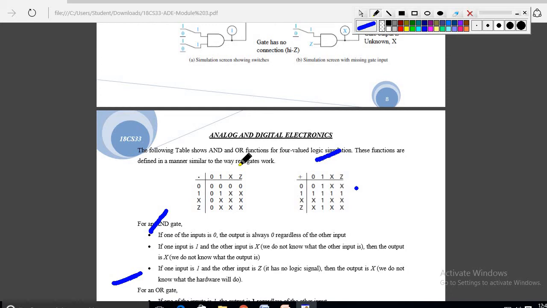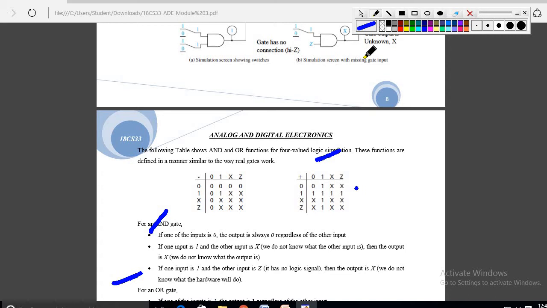For the AND gate, the same thing I told, he has written here. If one of the inputs is 0, the output is 0. For the OR gate, same thing. The OR gate truth table is built the same way.